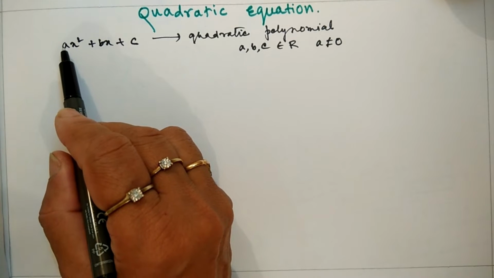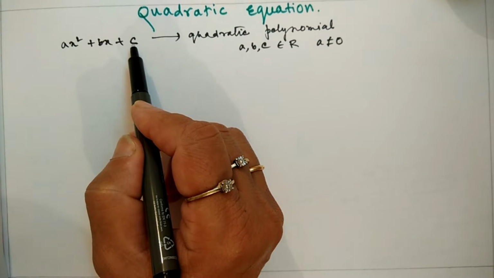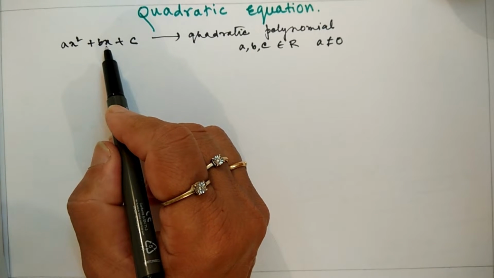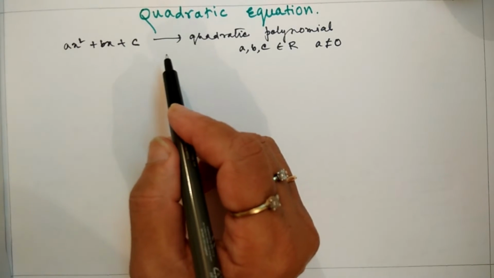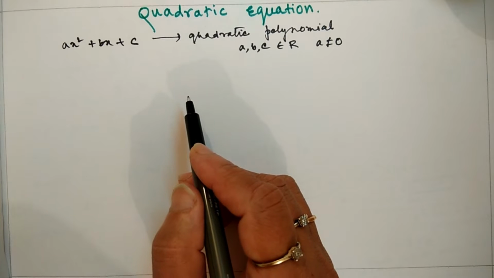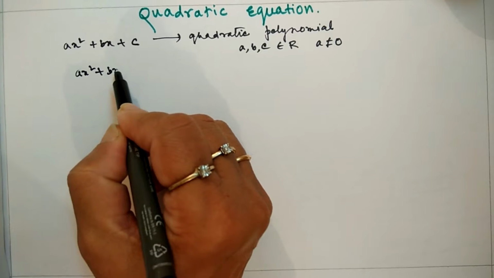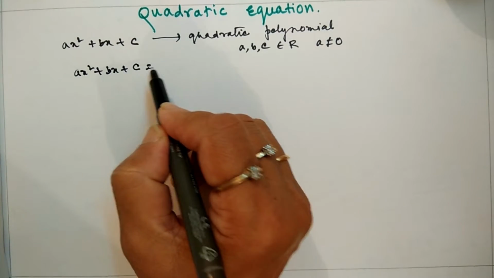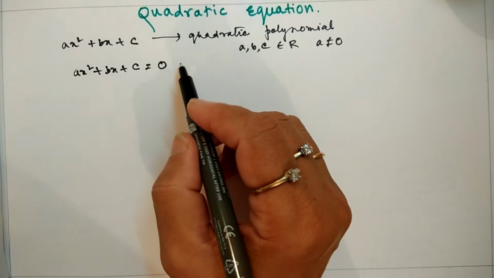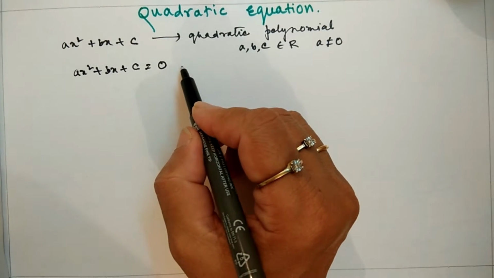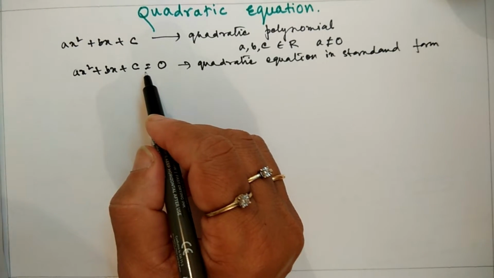Here a is the quadratic coefficient, b is the linear coefficient, c is the constant, and x is the variable. But we are discussing the quadratic equation. So if I write ax² + bx + c = 0, then this is a quadratic equation in standard form. ax² + bx + c = 0.